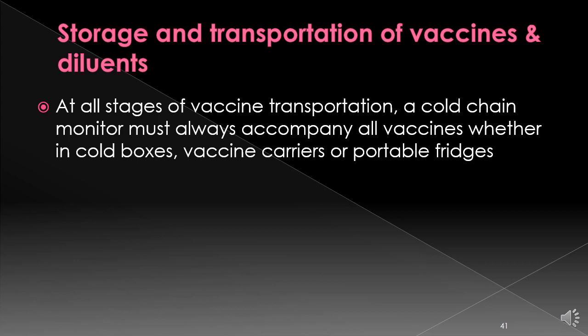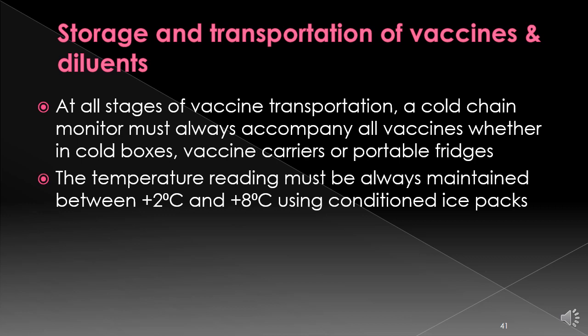How about the diluents that are used to reconstitute the powdered vaccines? We are saying that at all storage of vaccine transportation, a cold chain monitor must always accompany all vaccines, whether in cold boxes, vaccine carriers, or portable fridges. Then we are saying all these devices should have a thermometer, and the temperature is checked and recorded all the time on the chart, so that anybody else coming in later can know how the cold chain has been maintained, what the temperatures were at what times. Therefore, the temperature reading must always be between 2 and 8 degrees Celsius.